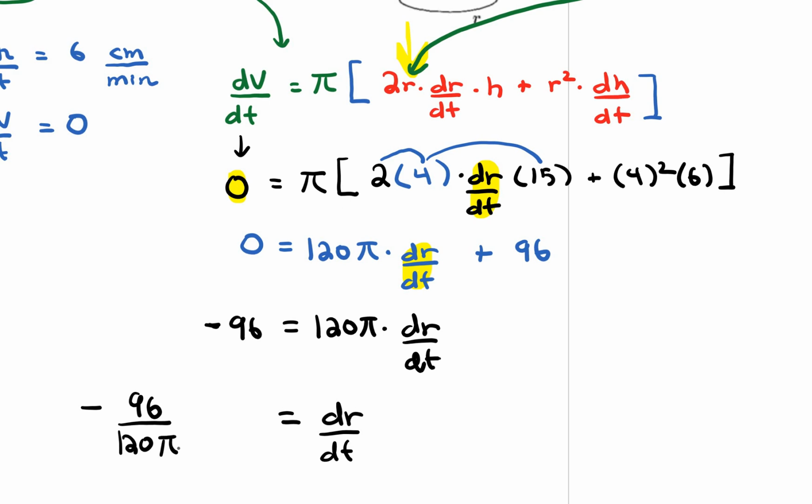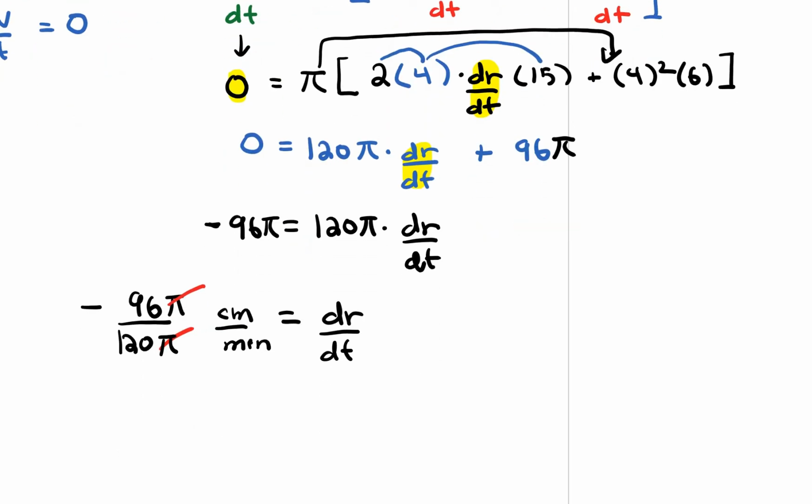Sorry, I guess I've got a pi over here. Sorry, there's one more pi over here that gets distributed there, so that should be a pi there and a pi there. And I guess my units here will be centimeters per minute. And from there, I guess the pi's will cancel, and you should get a final answer of negative 4 over 5 centimeters per minute for dr over dt.